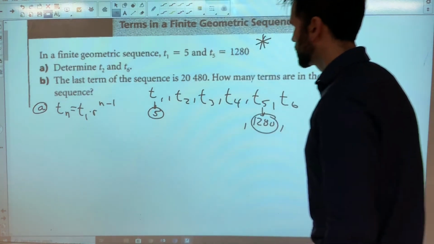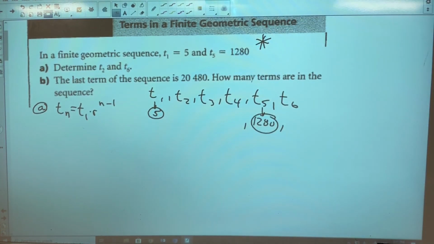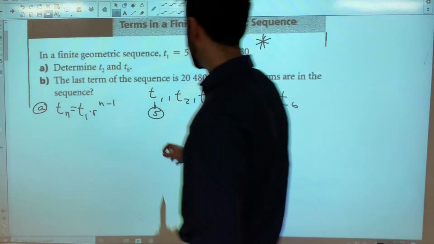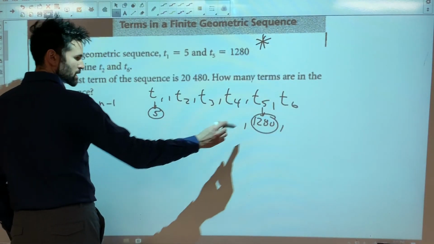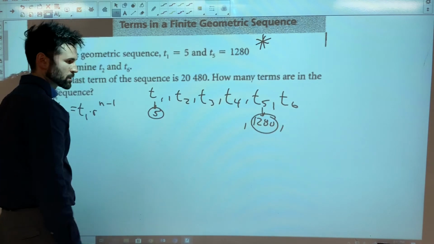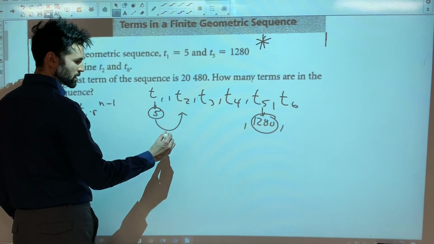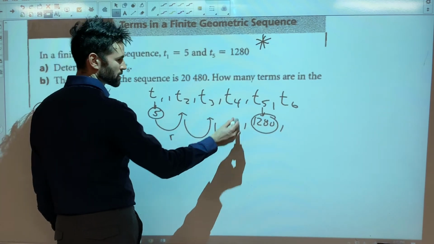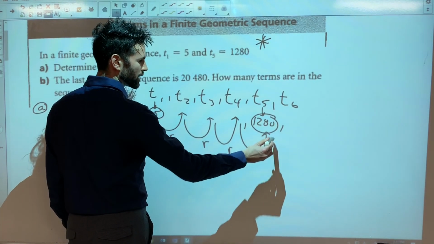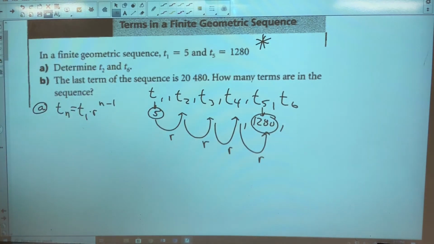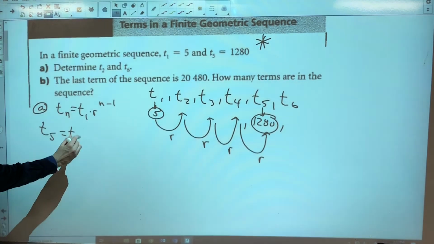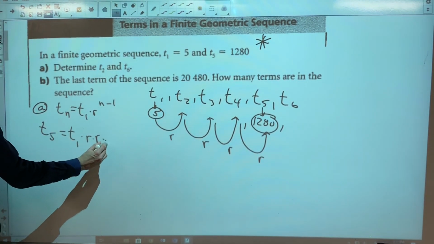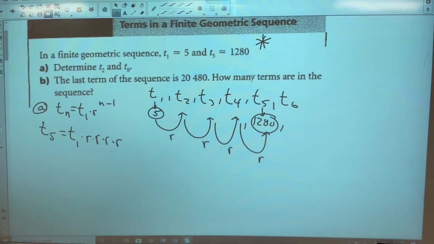So, could we find the common ratio? I wonder. If you start on term 1, how many common ratios do you need to multiply by to get to term 5? You multiply by r once to get term 2, and then again to get to term 3, and then to term 4, and then to term 5. So how many r's do we have to multiply by? 4. So I know that term 5 is equal to term 1 times r times r times r times r. Do you guys agree? Excellent.